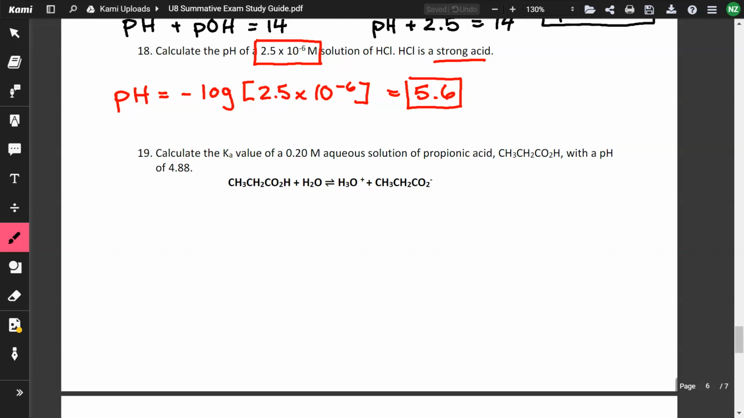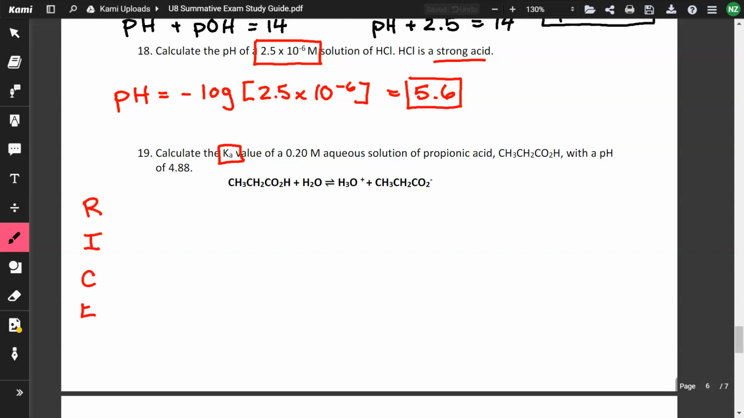All right. 19 says, calculate the Ka value of a 0.2 molar aqueous solution of propionic acid, which is, if you didn't know, CH3CH2CO2H, with a pH of 4.88. Okay, here. So we are going to need to do a RICE table because it's asking us for Ka.